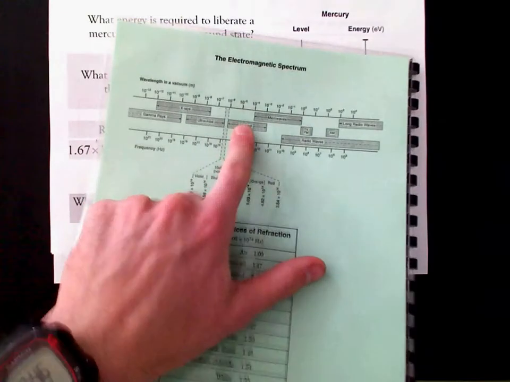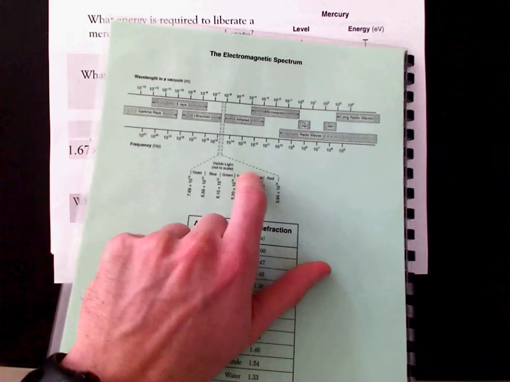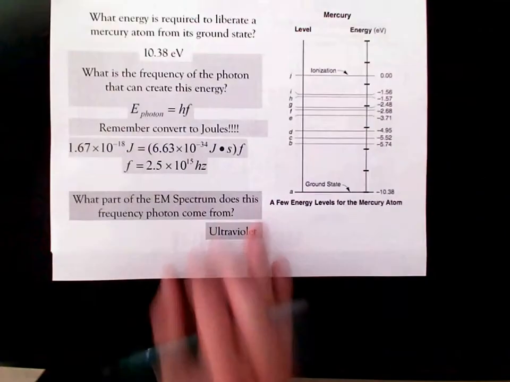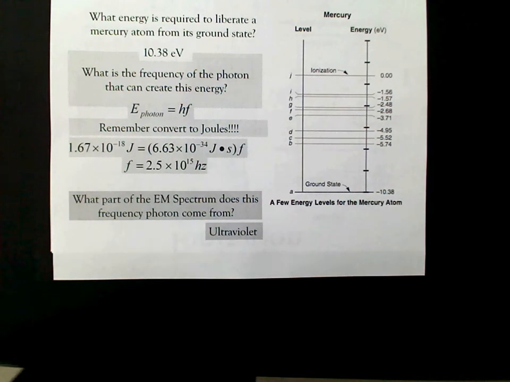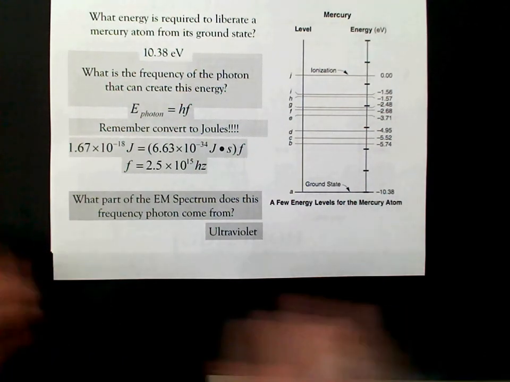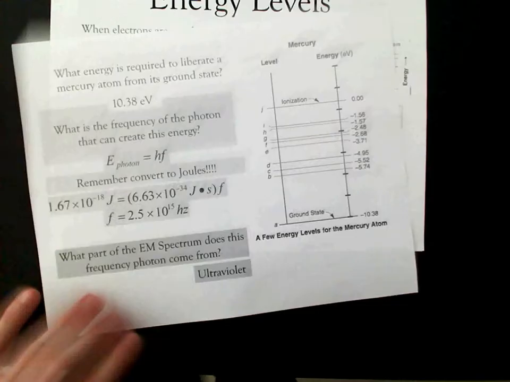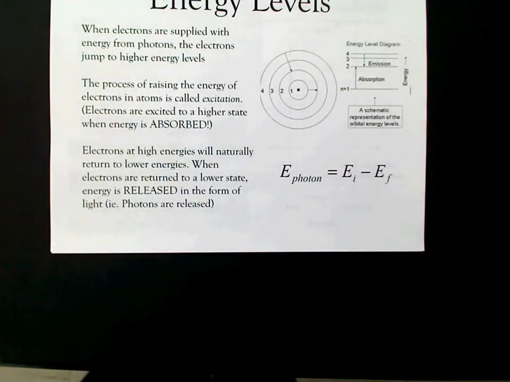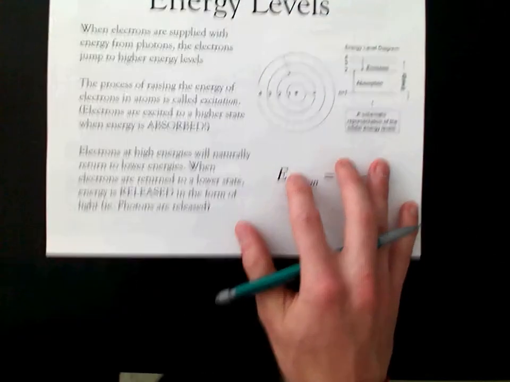Okay, so we're going to open up our reference table. We're going to go through and look at this. Okay, well, times 10 to the 15th. All right, go through, and we get ultraviolet. By now we should know how to do that, so I'm not going to spend too much time on it.